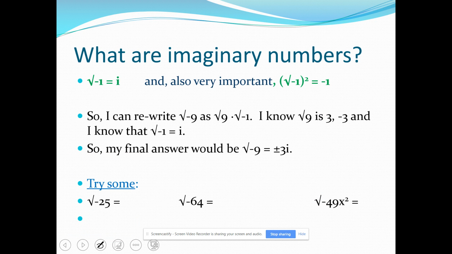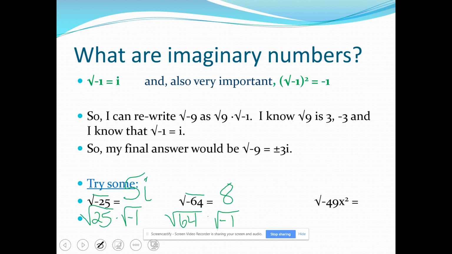So let's try a couple of problems. The square root of -25. Let's rewrite that as the square root of +25 times the square root of -1. The square root of 25 is 5, and the square root of -1 is i. So our answer would be 5i. The square root of -64. We'll change that to the square root of 64 times the square root of -1. The square root of 64 is 8, and the square root of -1 is i.